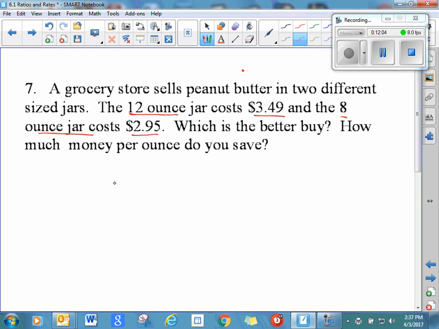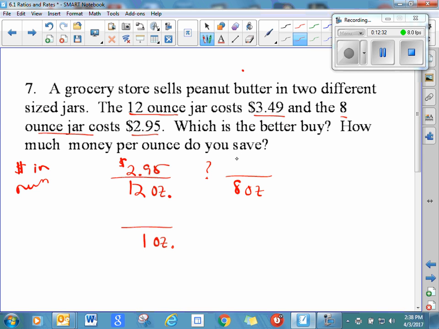You're going to compare the 12-ounce jar, money on top, money in numerator. So we've got $2.95 for 12, and you need the unit. Your unit is money, and your unit is ounces. Our question becomes, how much for 1 ounce? Let's get a unit rate so that we can compare to the 8-ounce jar, which is, and I got the prices wrong. Sorry, that didn't make much sense.